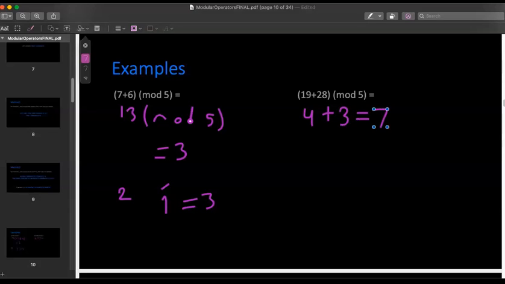Okay, so that's really good. But the thing is, we're not quite done because 7 is still bigger than 5. So we have that one last step in this thing. So we have to actually have 7 mod 5 as well. 7 mod 5 would equal 2. Perfect, thank you. So yeah, so our answer is 2.